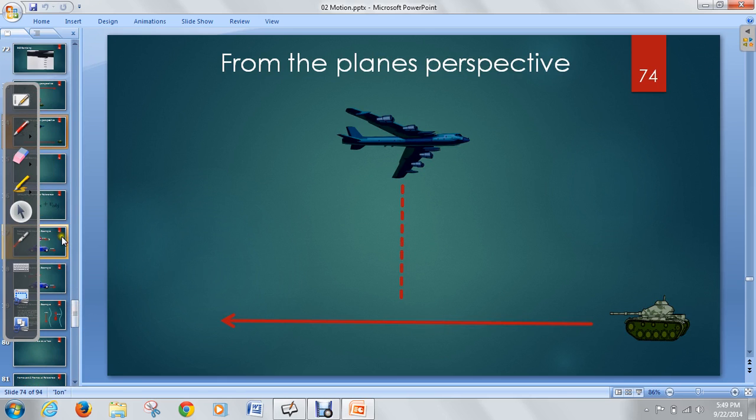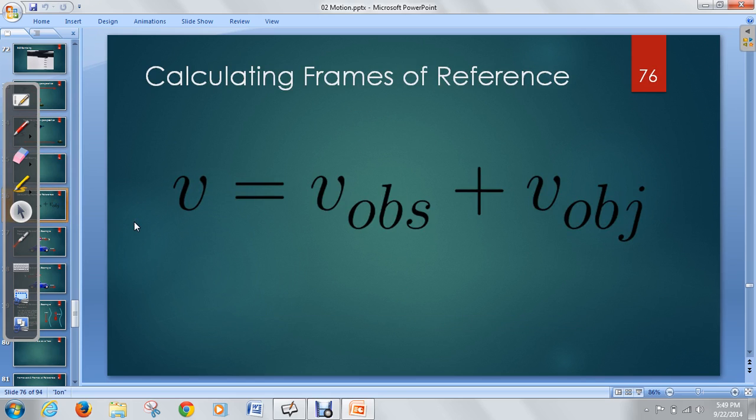So when we think about using frames of reference, we can usually think about in a simple equation that the velocity that we see is dependent on our velocity, the velocity of the observer, and the velocity of the object. So we add the two velocities together to get the velocity that we see.